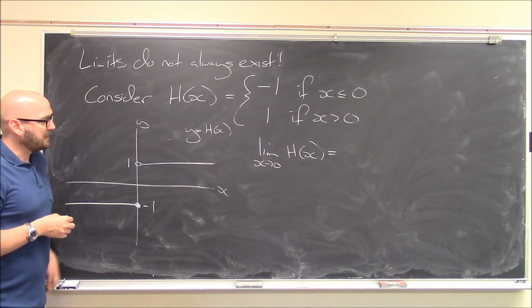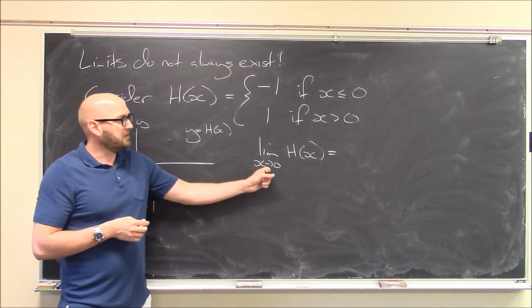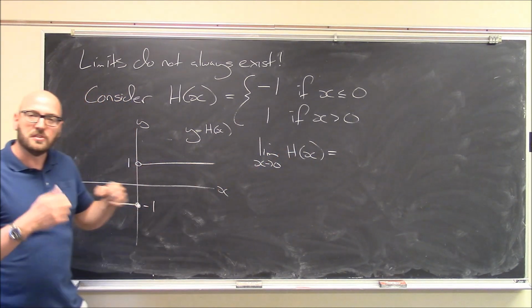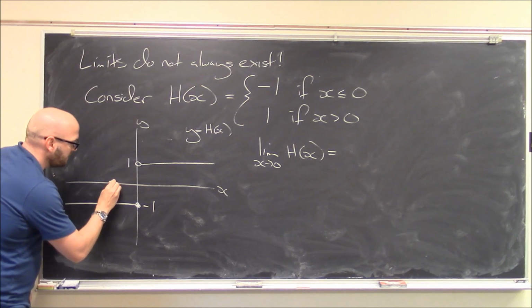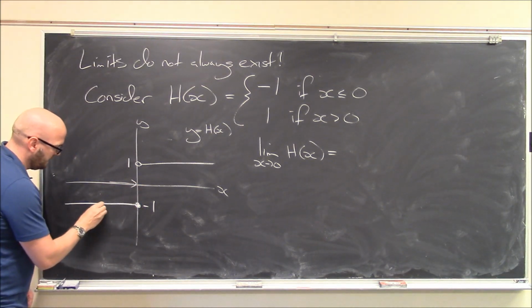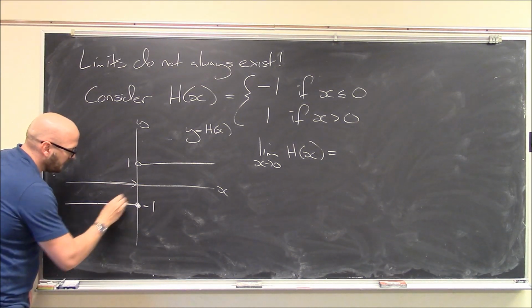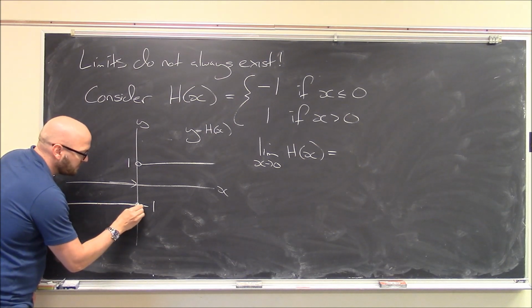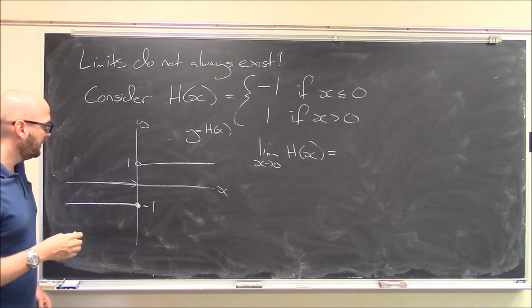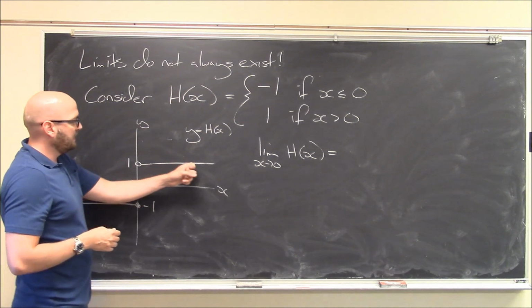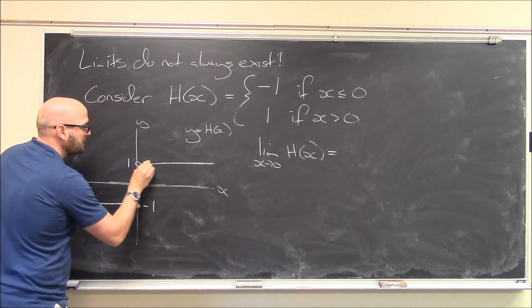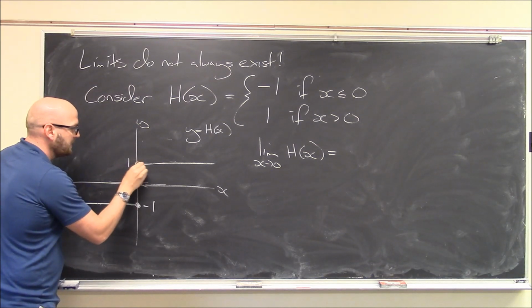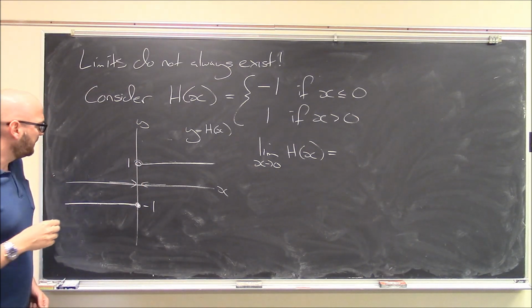Right? So this is asking, as x gets closer and closer to 0, does my function approach a single fixed value? And in this case, you'll observe, well, okay, if I approach 0 from the left, if I let x approach 0, my function is approaching the value negative 1, right? Meanwhile, if I let x approach 0 from the right, come in this direction, what value is my function approaching? It's approaching the value positive 1.